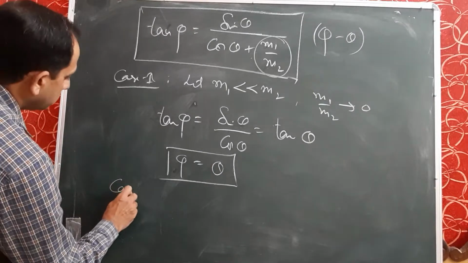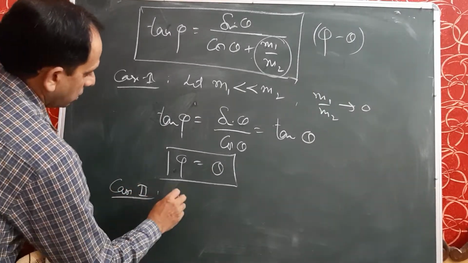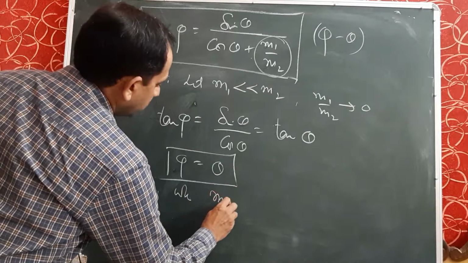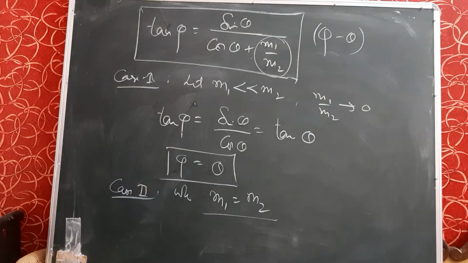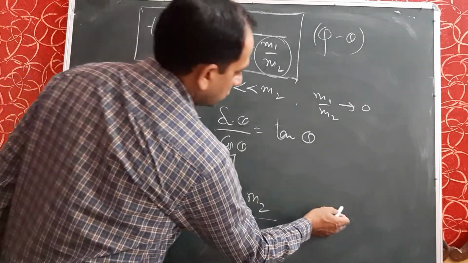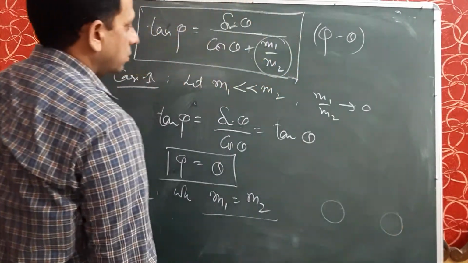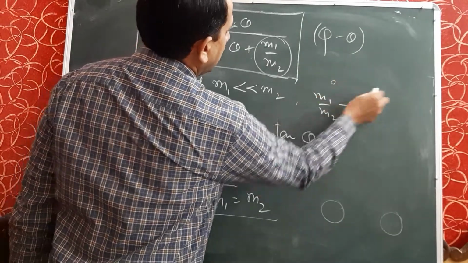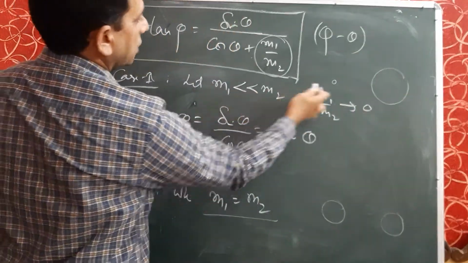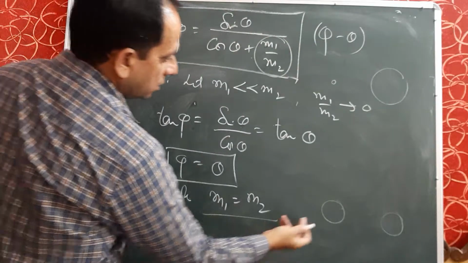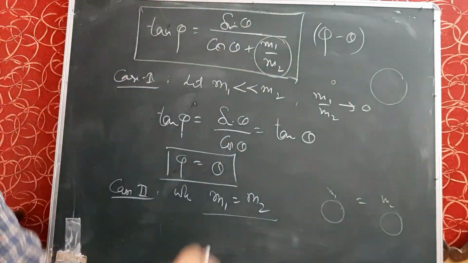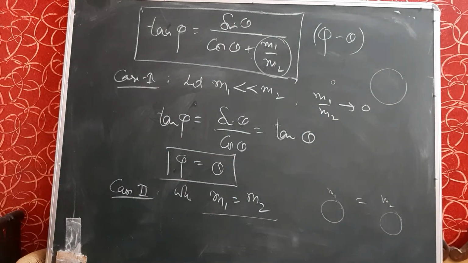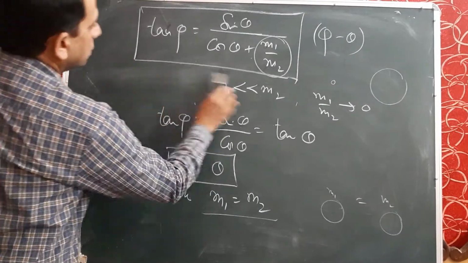And case number 2, when masses are equal, that is m1 is equal to m2, meaning both bodies have equal masses. In the first case, the first particle is very small and the second particle is very large. But in the second case both masses are the same, m1 and m2 are equal, it may be 50 gram each or any value, as long as they are equal.